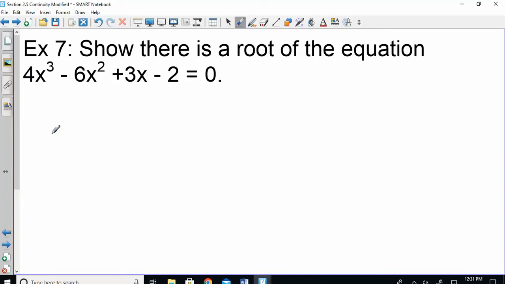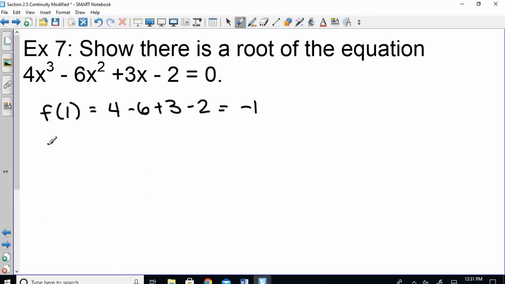So let's pick an x value. What could I plug in? 1. 1, 2. Either. Let's just start with 1. If you put in a 1, you get 4 minus 6 plus 3 minus 2. So what did we get? -1.